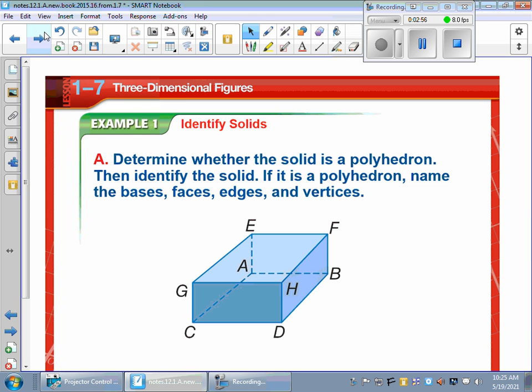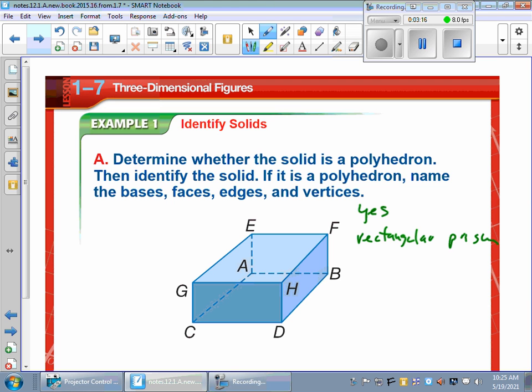So this one right here, first they want us to determine whether the solid is a polyhedron. So in this case, yes. They want us to identify the solid, which means name it. This is a rectangular prism. So that's the name of it.